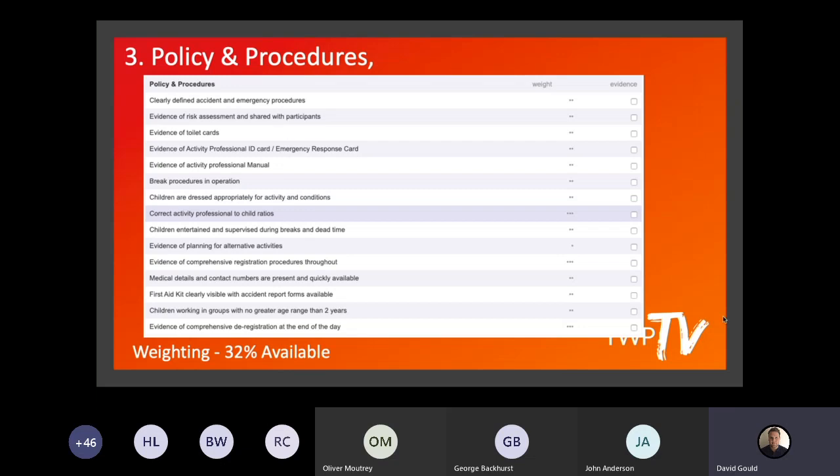Evidence of planning for alternate activities. So again, exactly what it says on there. Have you got evidence of a plan if you are unable to fulfill what you've already planned? So let's say, for example, you've got a football session outside in the summer, but for whatever reason, that can't go ahead. Whether it's the weather, whether it's the suitable space available, for any reason, that activity can't go ahead. There's nowhere indoors that you can do it. What do you do?